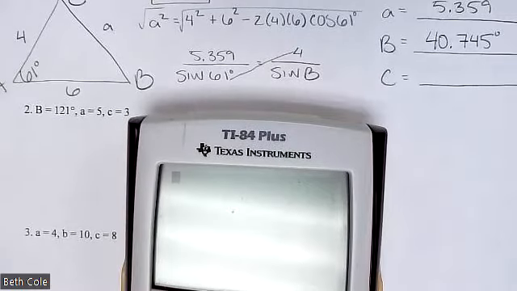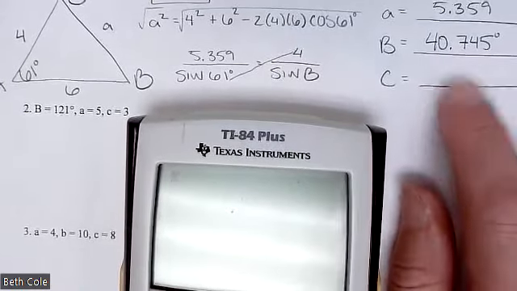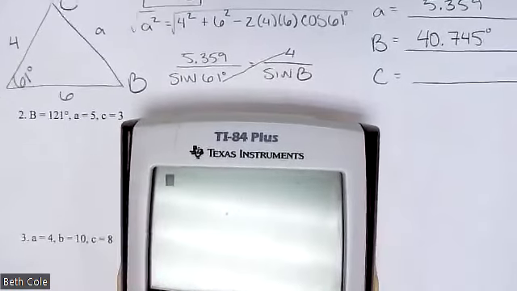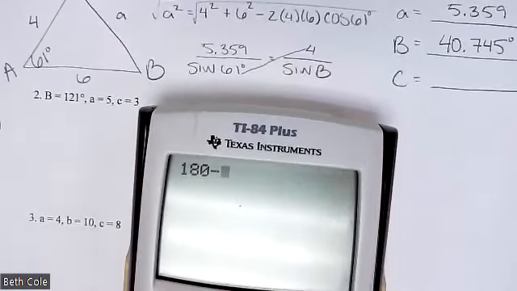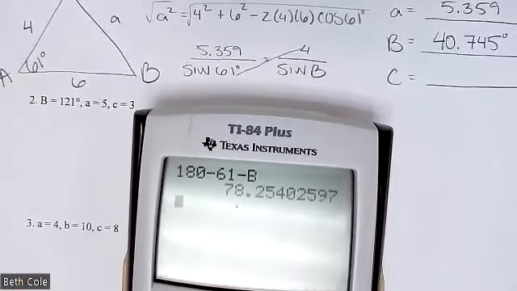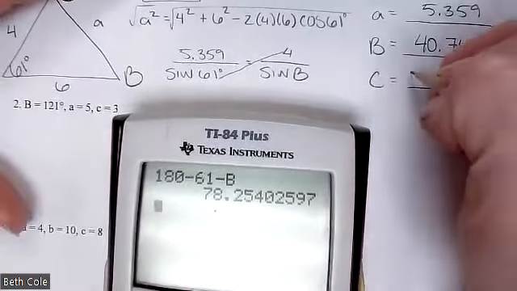And I don't need to do any more writing. How can I get my last angle without having to write anything else down? 180. Good, perfect. 180 minus. So it's 180 minus 61 minus alpha B, and that will give you the last one.